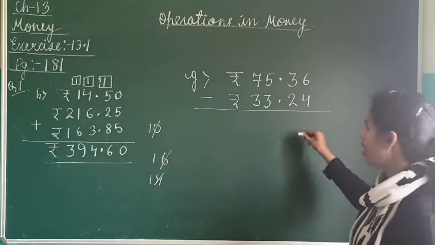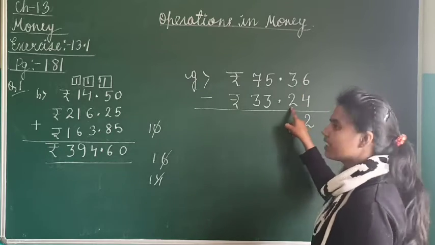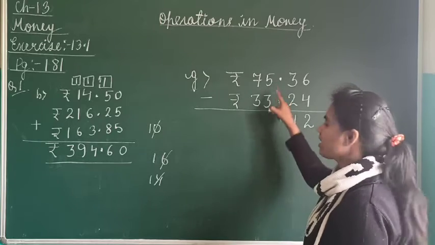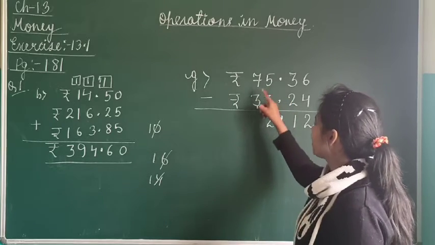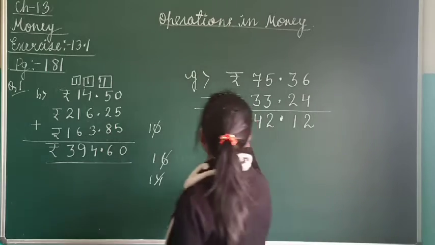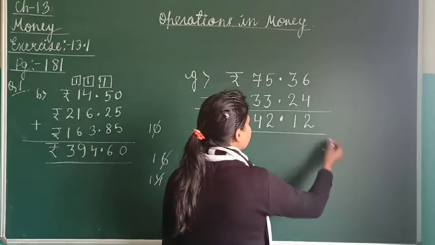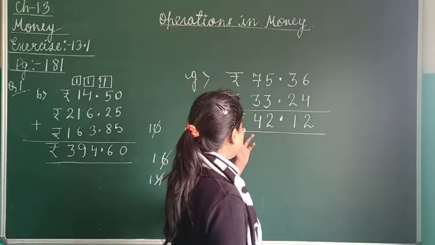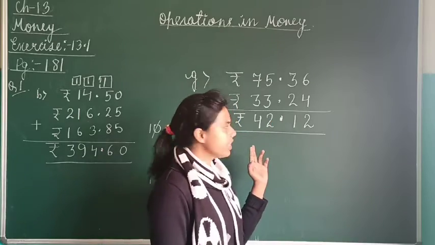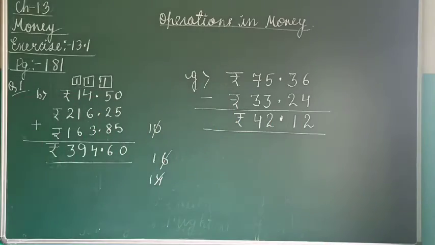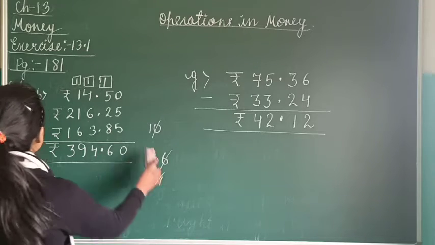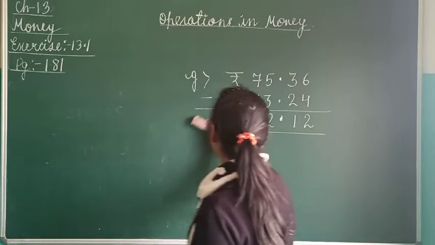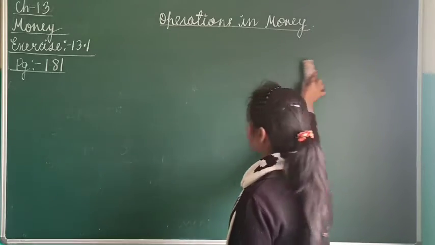6 minus 4, how much? 2. 3 minus 2, 1. In place of decimal, you put decimal. 5 minus 3, 2. And 7 minus 3, 4. So what will be the answer? 42 rupees 12 paise. I told you the number before this point is calculated in rupees, and after the point is calculated in paise. So this is how I have solved question number 1. Plus and minus is very easy, so you can do by your own. Now we will see question number 2.